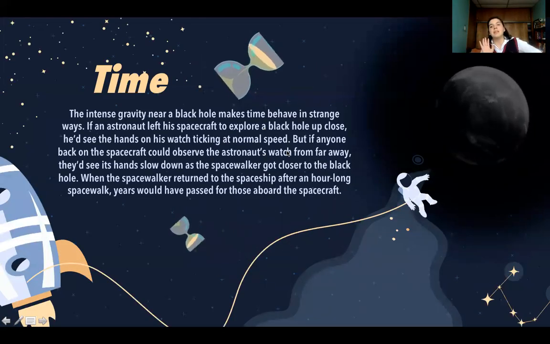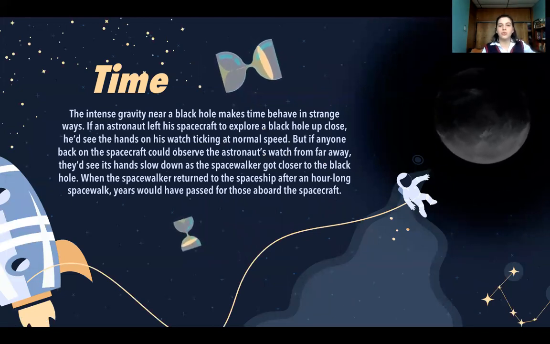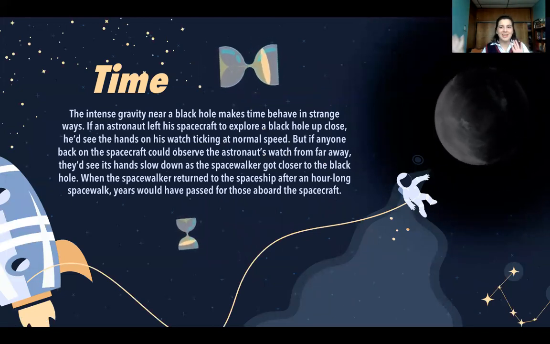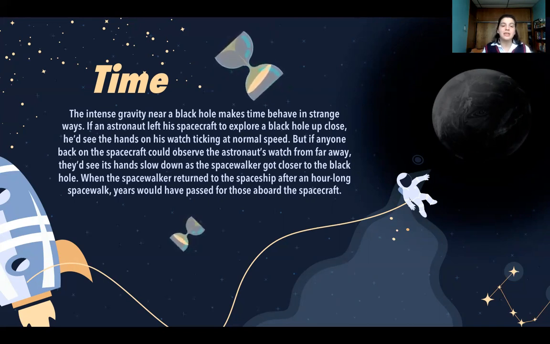So, light is not the only thing that behaves really weird close to a black hole. Time also gets all jumbled up. Here we have an example that I took from one of the books of science that we have at school. The intense gravity near a black hole makes time behave in strange ways.